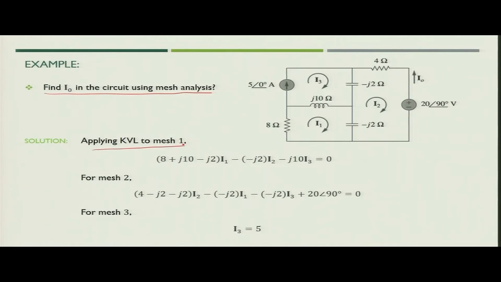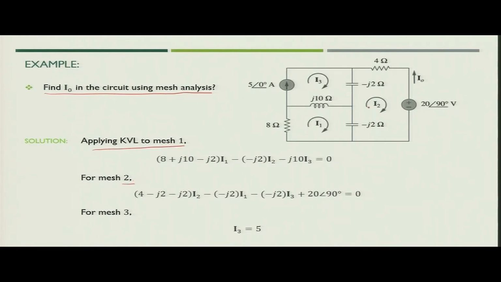If you apply KVL to mesh 1, what can we write? We can write (8 plus j10 minus j2) multiplied by current I1, minus of (minus j2) I2, because I2 is in the opposite direction of I1. Similarly, I3 is also opposite to I1, so this will become minus j10 I3 equal to 0. So, from mesh 1 we get this equation.